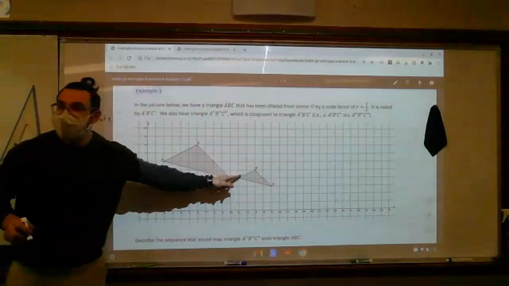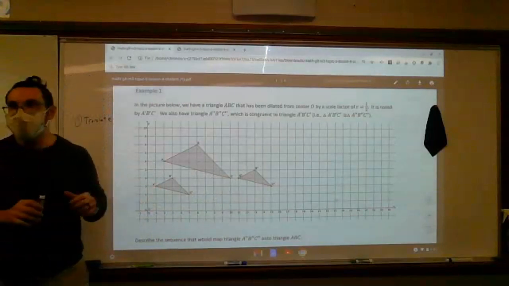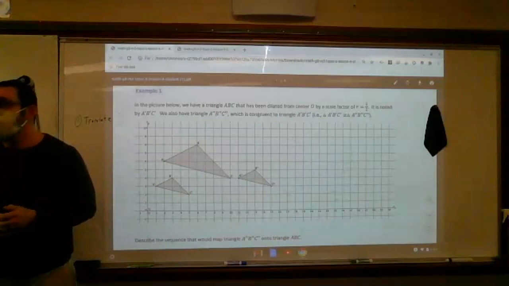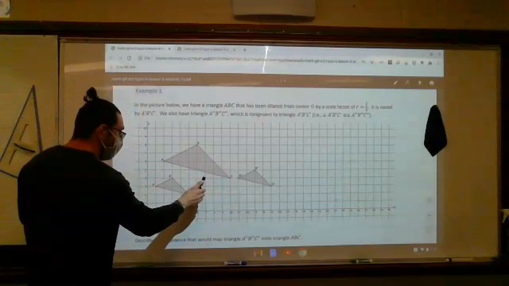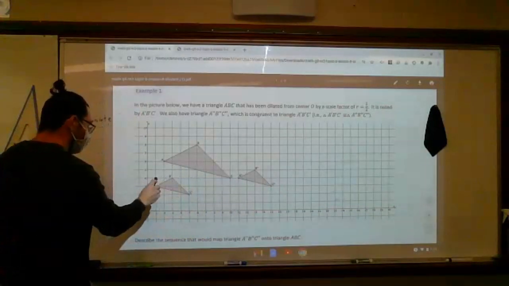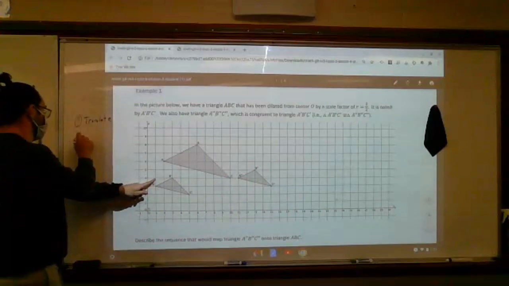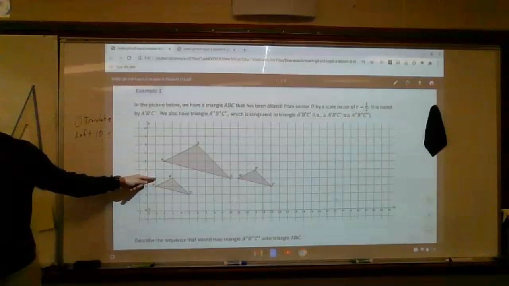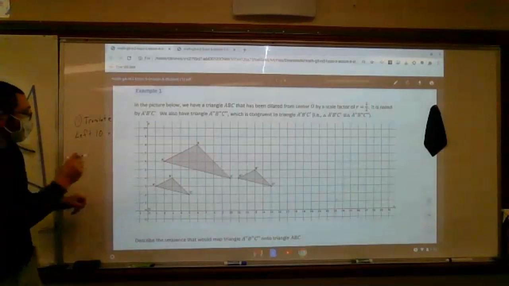I'm going to try to get A double prime, this point, to A prime. Which way do I need to move it, left or right? Left. Okay. So I'm taking A double prime and I'm moving it 1, 2, 3, 4, 5, 6, 7, 8, 9, 10. So I'm translating left 10. And then what? Because this is where the point is right now. Where else would I need to go? What, Ava? And down 1.